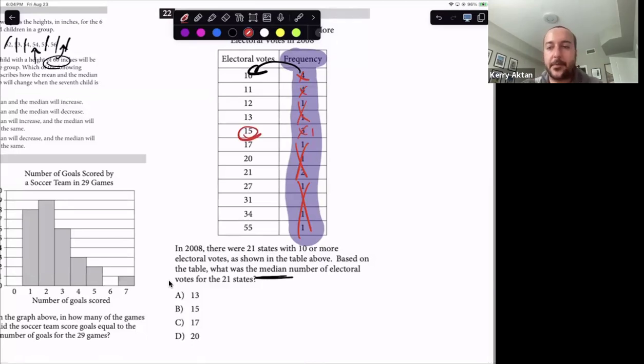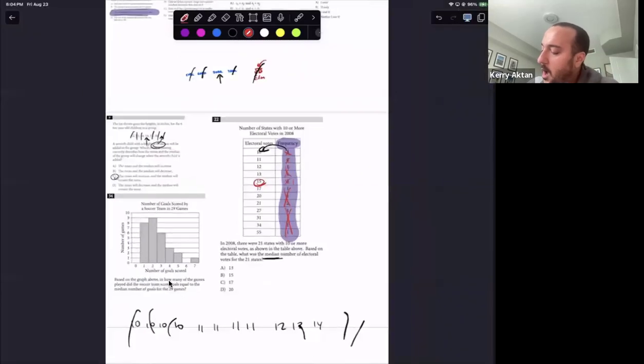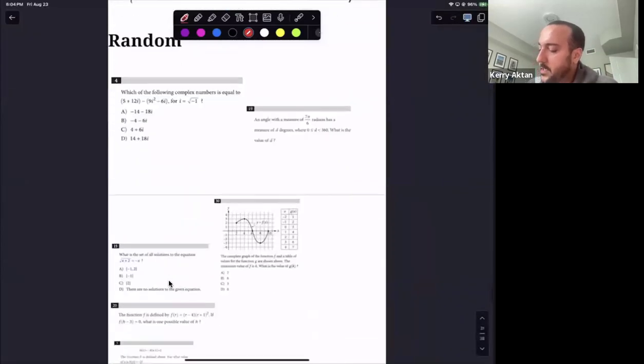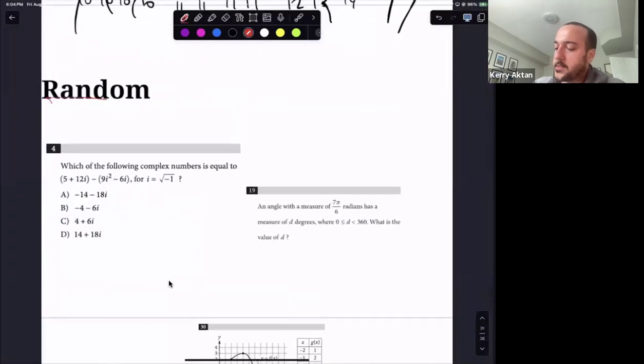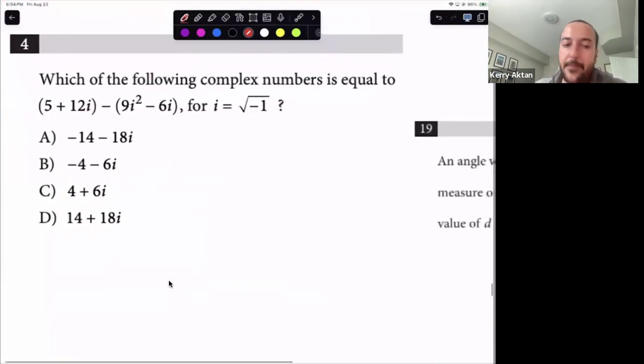Median, just think of slapping off the top and the bottom. Okay. All right, let's come on down here. Now I'm in the random section. Really, this is just like free-for-all random stuff that the SAT can throw you. One of them is imaginaries.